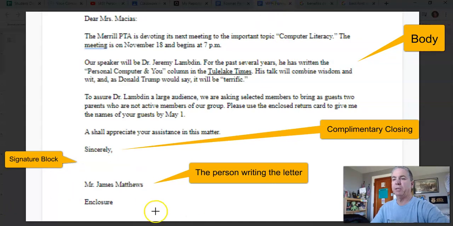And then there may be some other notations down below. This particular one here, referring to enclosure, you only use this if you're including something else within the letter, some additional information. And this notifies the reader of the letter that there's something else in the envelope that is included to be on the lookout for. So we don't always use the word enclosure unless there's actually something else enclosed within the letter.